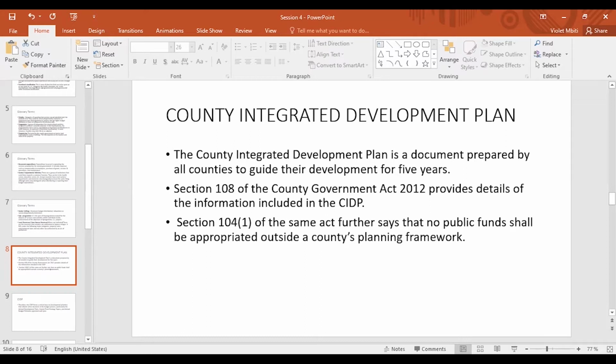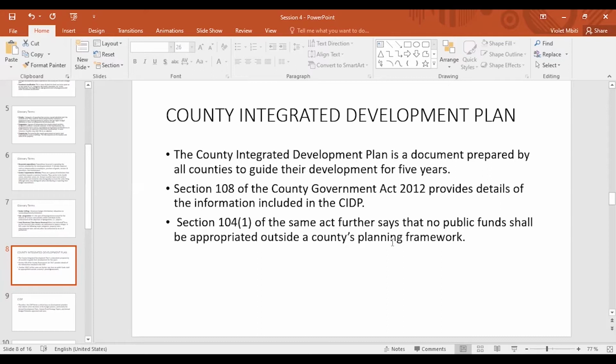So Section 108 of the County Government Act provides details of the information included in the CIDP, all right? If you want to access the County Government Act 2012, you can just Google it and go through it. You will find the detailed information that they have on the CIDP. Section 104(1) of the same act further says that no public funds shall be appropriated outside the county's planning framework. So, in short, what they are saying is that a county integrated development plan is essential.